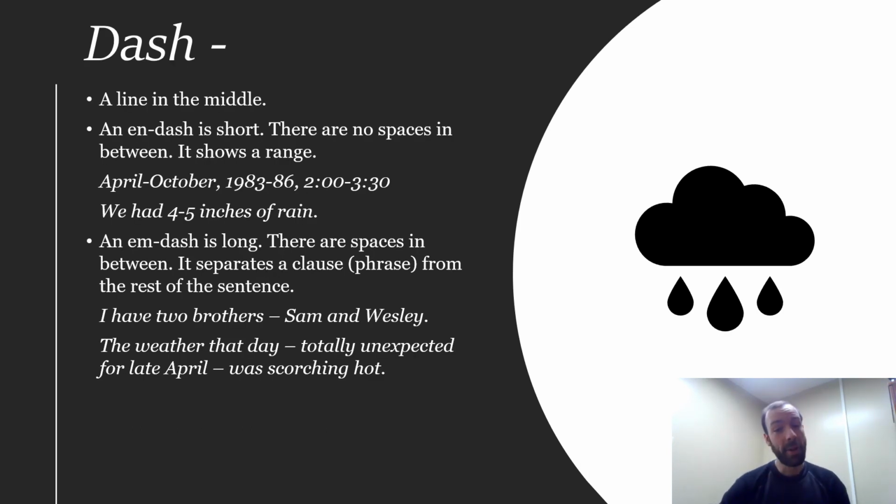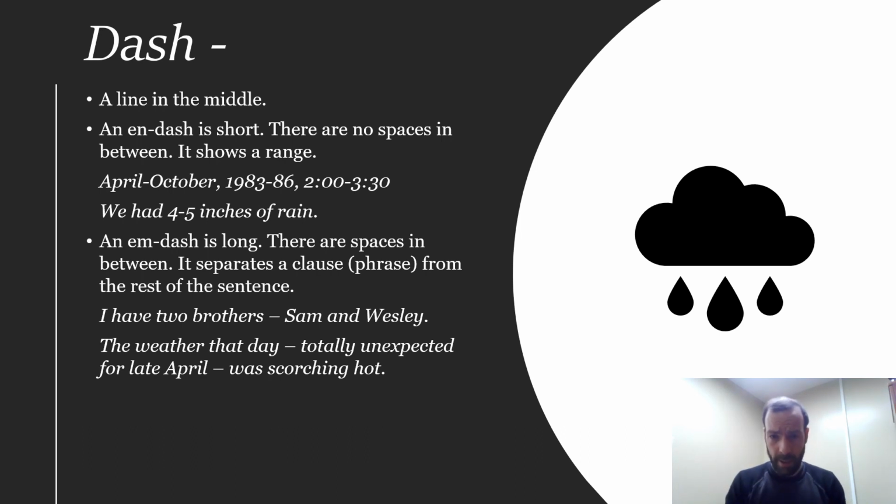Dash. A dash is also a line in the middle. It's slightly different than a hyphen. And there's 2 types of dashes. You can have an en dash, which is short. If you're typing or writing this, there's no spaces in between. And we use it to show a range of things. So April-October means from April to October. 1983-86 means from 1983 to 1986.